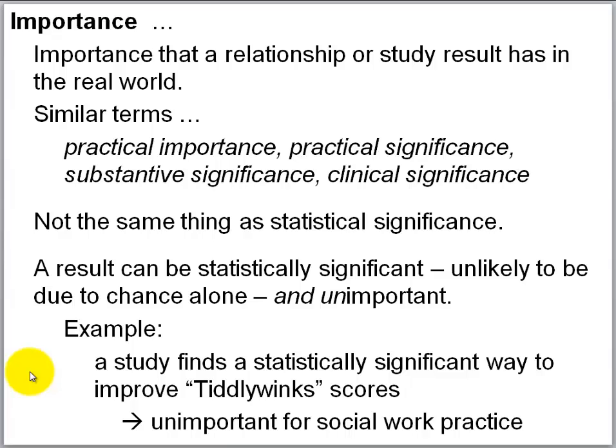Now, suppose that I carry out a study and I find a method that improves tiddlywinks scores greatly. And indeed, we'll find that my method is better to a statistically significant degree. The improvement in tiddlywinks in my method is unlikely to be due to chance. So there's our statistically significant result. Let's assess the importance of this result for social work practice. Well, frankly, I cannot see any. So there is an example of a result that is statistically significant and unimportant.